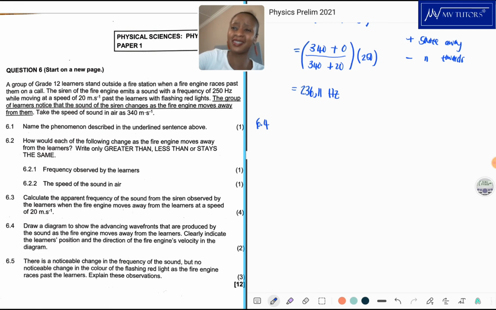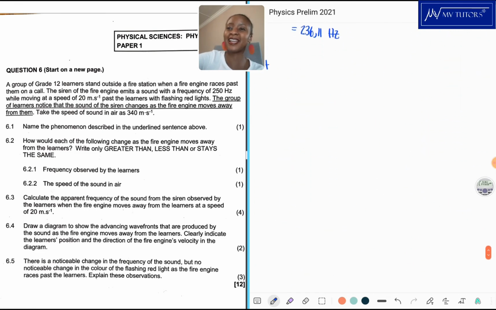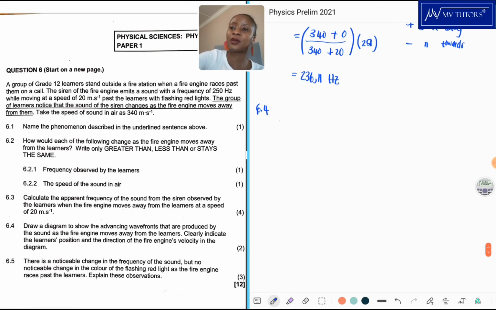Okay, guys. So it's pretty much what I drew here, but let's try and attempt it again. So you have the learners, right? I don't think you have to draw stick figures or anything like that. You can just put L there, okay, for listener. And then you have the fire truck that has moved away. Even for this, I don't think you have to put something hectic.